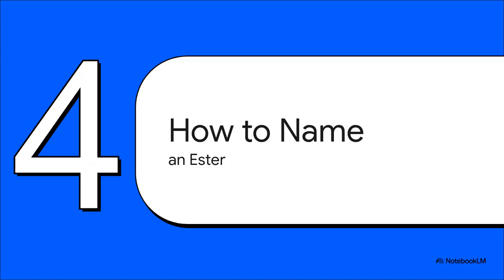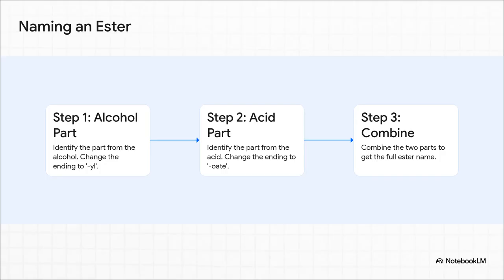Okay, so we made an ester. That's awesome. But what on earth do we call it? Now, naming them might look a bit tricky at first, but trust me, there's a really simple logic to it. The name literally tells you the story of how it was made. An ester's name always has two parts. The first part comes from the alcohol. You take the alcohol's name, like ethanol, and you change the ending to "yl." So ethanol becomes ethyl. The second part comes from the acid. You take its name, like ethanoic acid, and change that ending to "oate." So ethanoic acid becomes ethanoate. You just put them together, and what do you get? Ethyl ethanoate. The name tells you its parents.